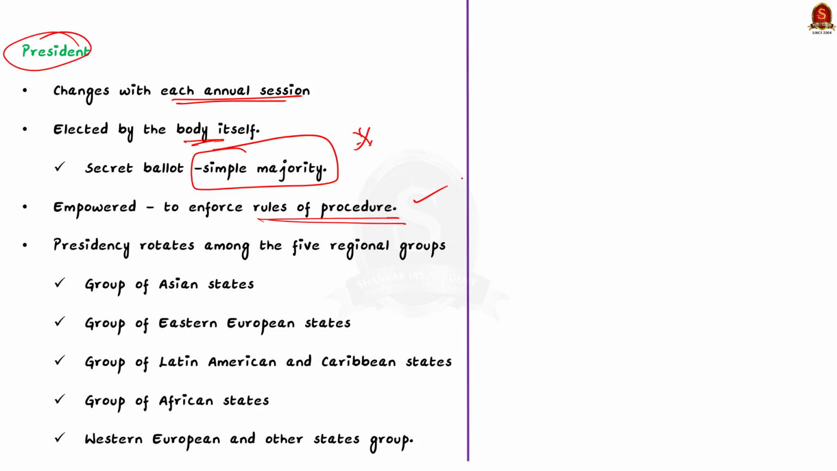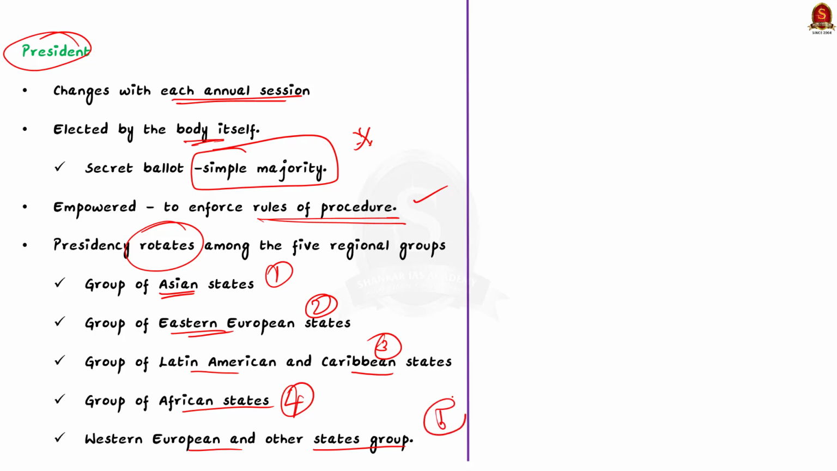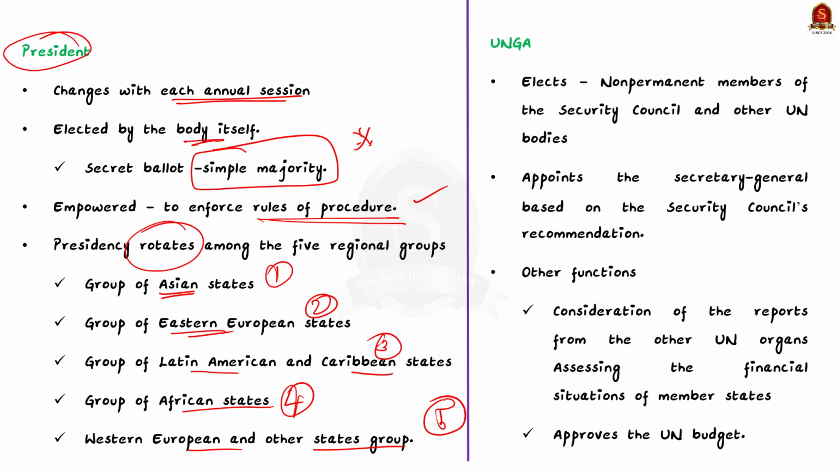Note that the presidency of the General Assembly rotates among the 5 regional groups, which include the Group of Asian countries, Group of East European countries, Group of Latin American and Caribbean states, the Group of African states, and the Western European and other states group. The General Assembly elects the non-permanent members of the Security Council and other UN bodies such as the Human Rights Council, and it also appoints the Secretary General based on the Security Council's recommendation.